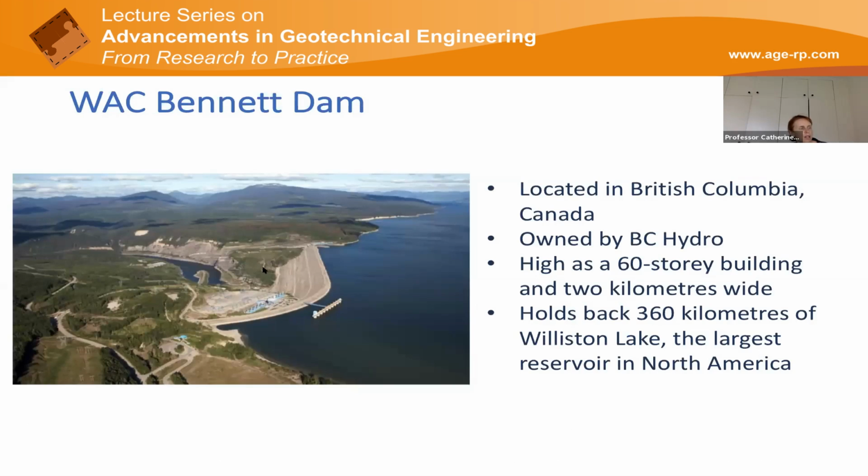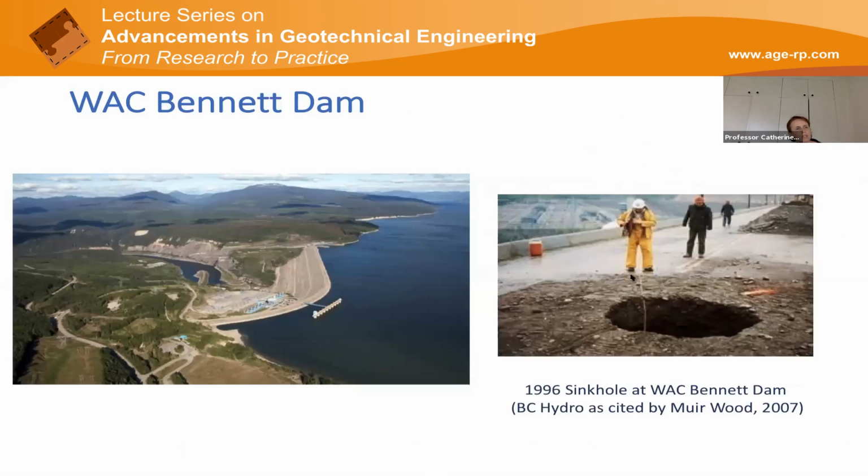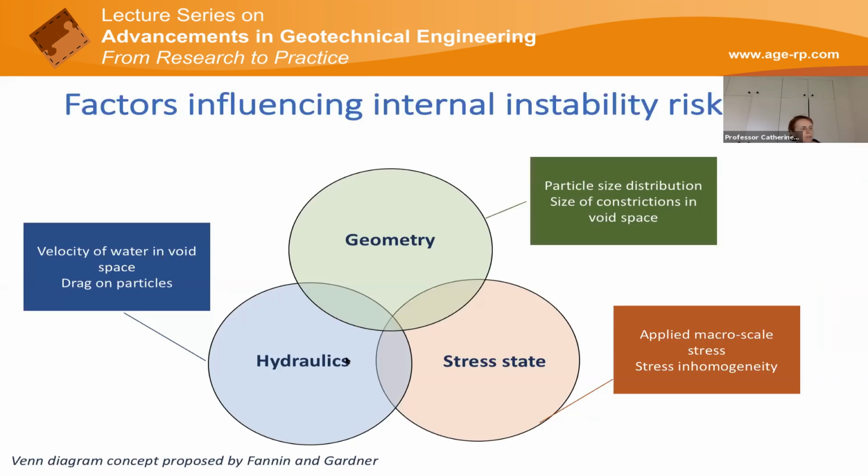And we know that this phenomenon of preferential erosion of fines almost led to the collapse of Bennett Dam, which at the time of construction in the 60s was the largest embankment dam in North America. And this is a diagram of the Bennett Dam, and here is the particle size distribution of the transition material in zone 2, and you can see it's a gap graded material. And in the 1990s, they discovered a big sinkhole on Bennett Dam that was caused by preferential erosion of these finer particles.